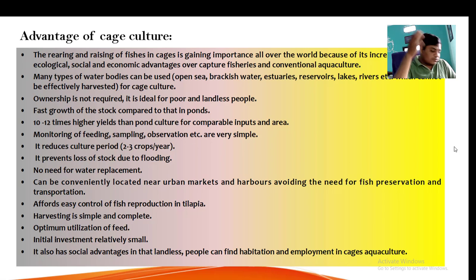In the four months of monsoon, June, July, August, there are a number of times the flood comes, and along with the flood, whatever stock is present in the water is lost. But cage culture prevents the loss of stock during flooding also, and there is no need for water replacement. Just remember that the site which you have selected is important, because the flowing water is very important.